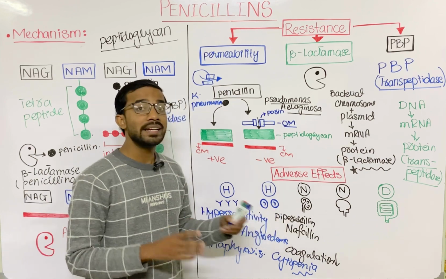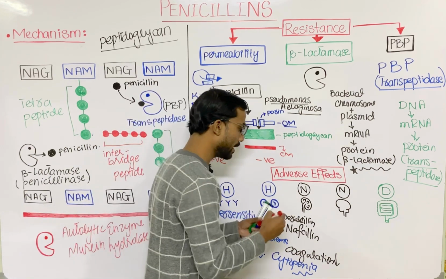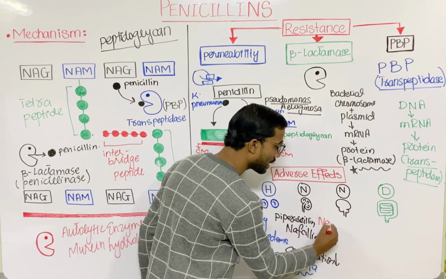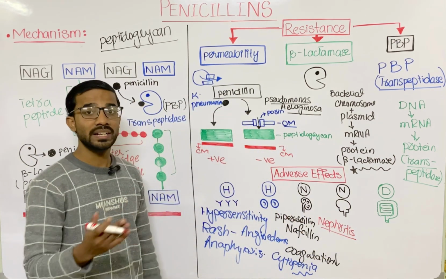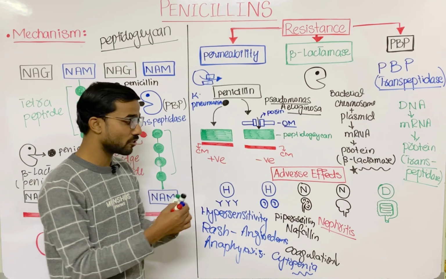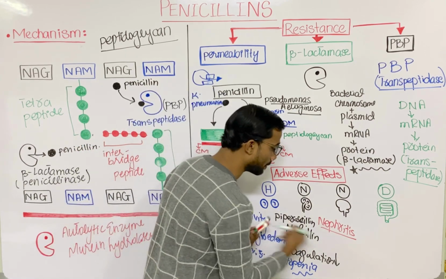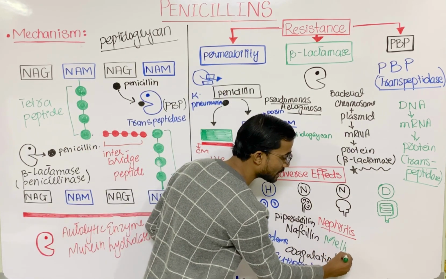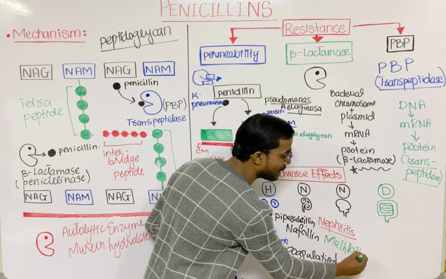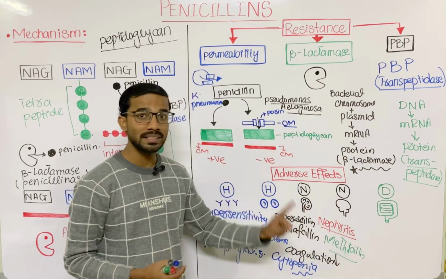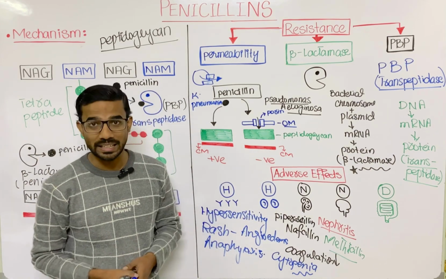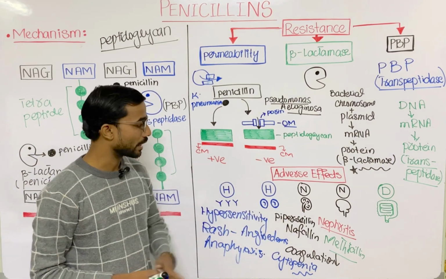Next is nephritis, the most important adverse effect here: acute interstitial nephritis, specifically related to methicillin. Because of the severe adverse effect of methicillin, methicillin is not actually used clinically. That is the most important thing.